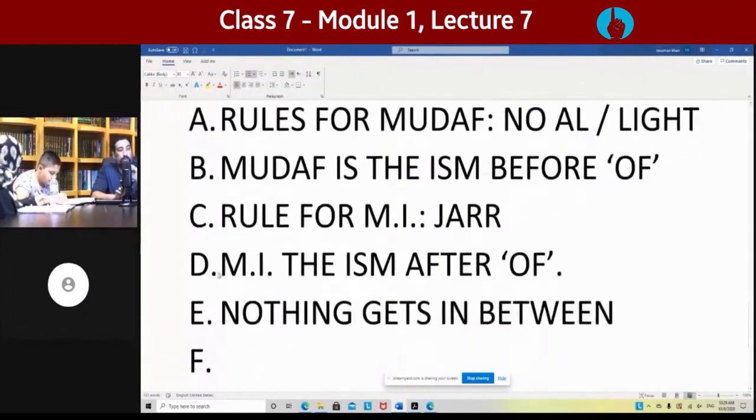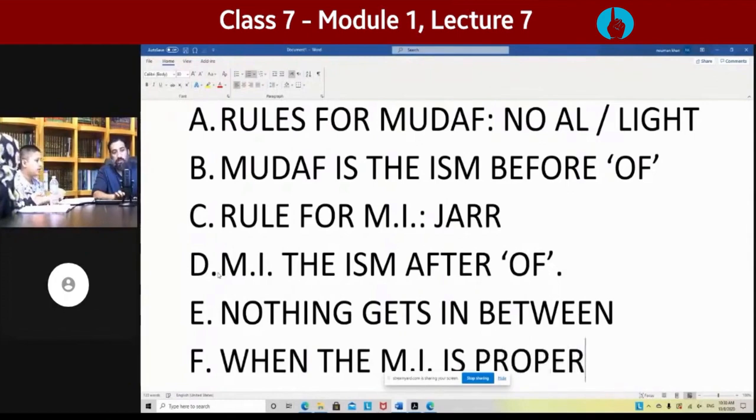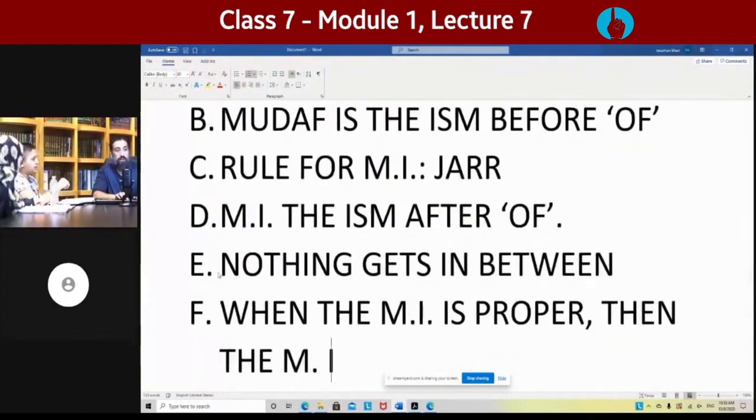Good. There's one more thing. We practice it only a little bit. In the future, we'll practice it some more. When the mudaf ilayh is proper, then the mudaf is proper.